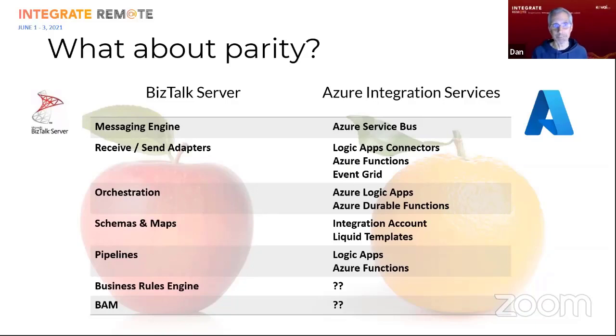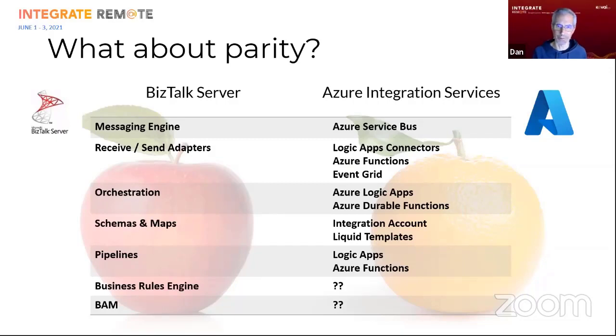Now, schemas and maps is probably one of the best examples of where you actually have lift and shift. None of this other stuff is lift and shift, but the schemas and maps, you can take those directly from BizTalk, and by deploying them into an integration account, you can use them exactly as is and call them from your Logic Apps. So that works pretty well. And of course, we also have liquid template support.